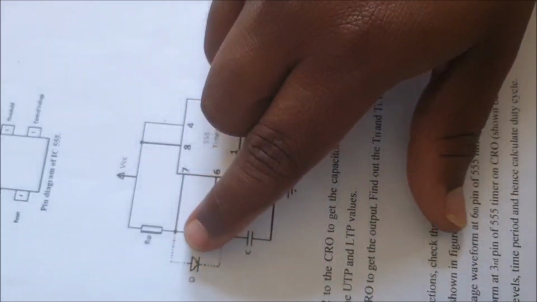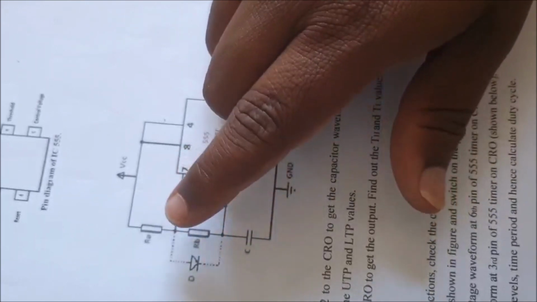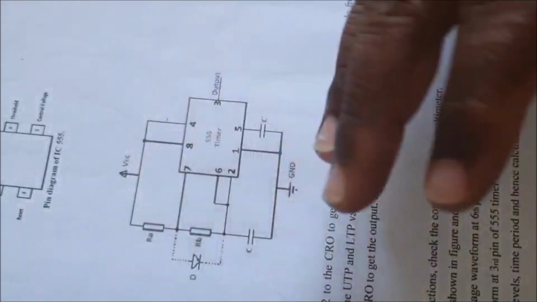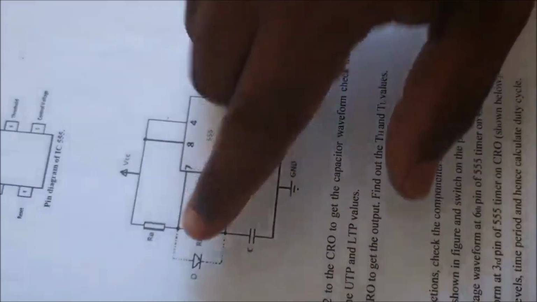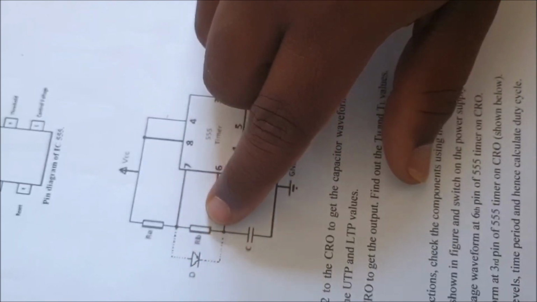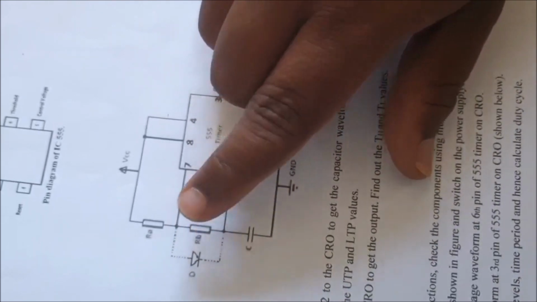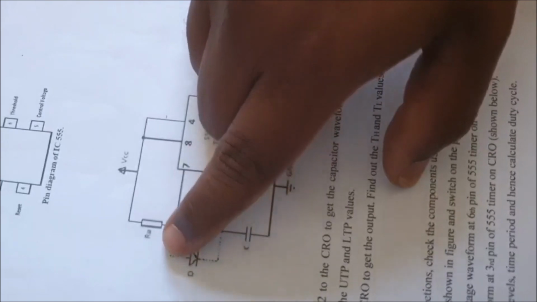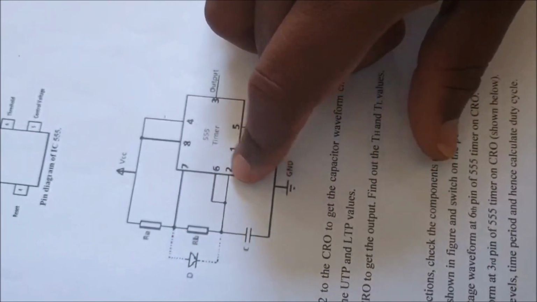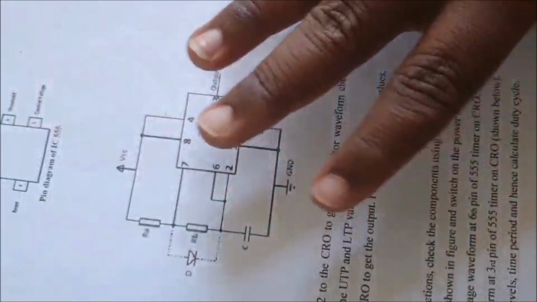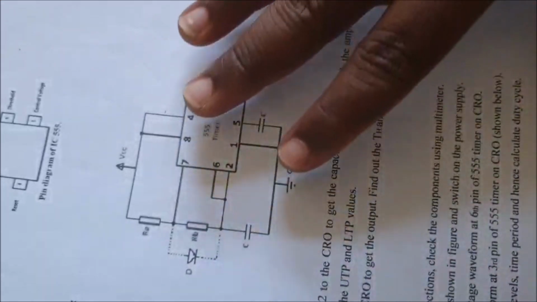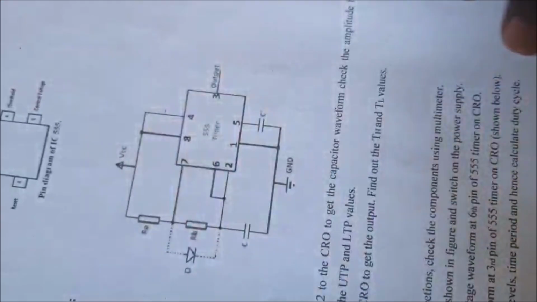Then we need to use a diode for the duty cycle 50%. To construct the astable multivibrator for 50%, we need a diode. This diode should be connected across the resistor RB, or resistor 2, where the positive end of the diode should be connected to the 7th pin, negative end is connected to the 2nd or 6th pin. But in this video I am showing the demonstration for duty cycle greater than 75%. So for this we don't need a diode.